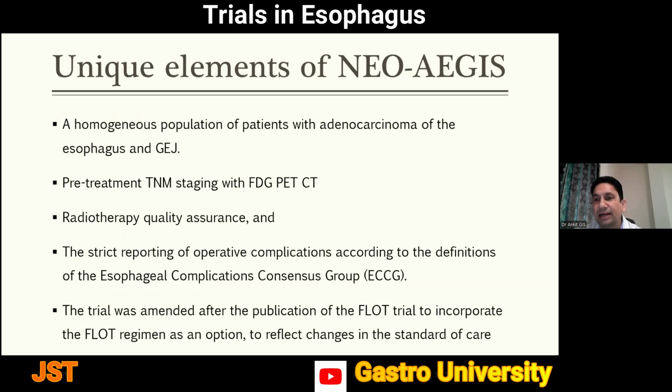Now, this trial had some unique elements. It addressed a unique population of patients with adenocarcinoma of the esophagus and GE junction. They had standardized the pre-treatment TNM staging with FDG PET and CECT, and radiotherapy quality assurance, which they ensured, and they reported the complications strictly according to the ECCG guidelines. And obviously, the trial was amended after the publication of FLOT to reflect the changes in standard of care.